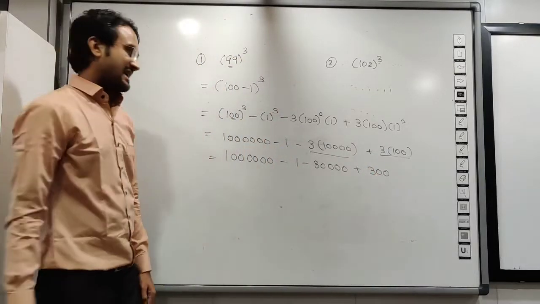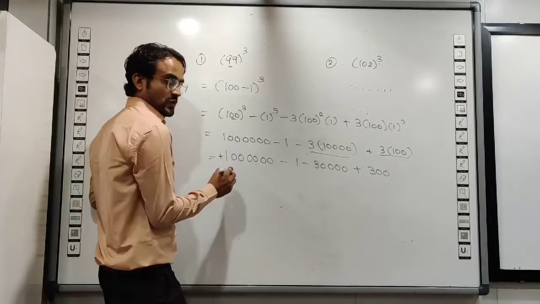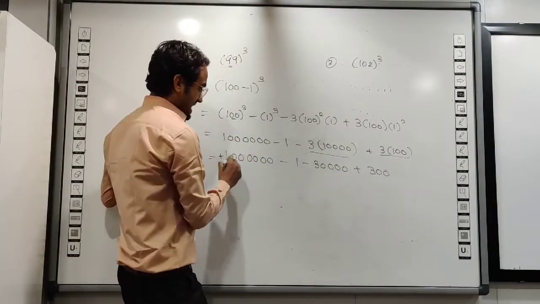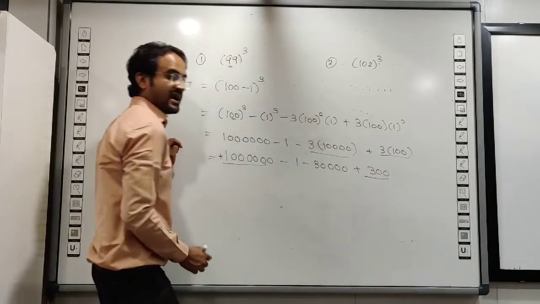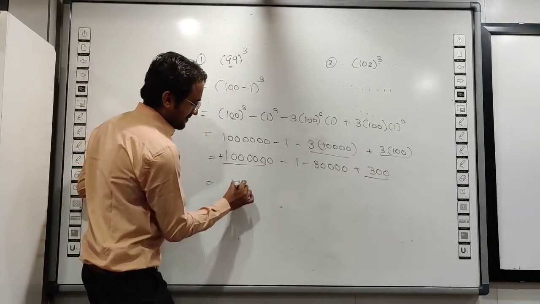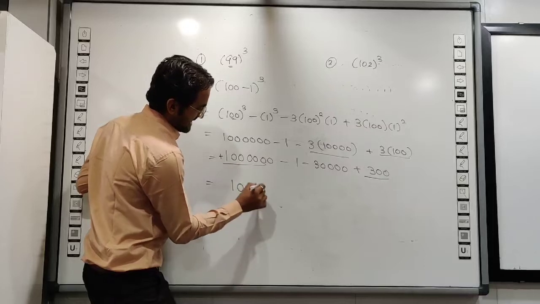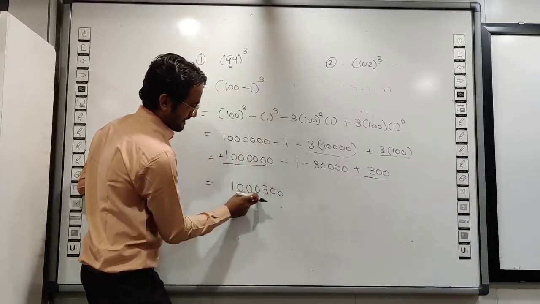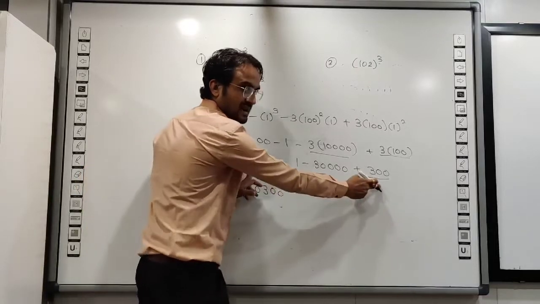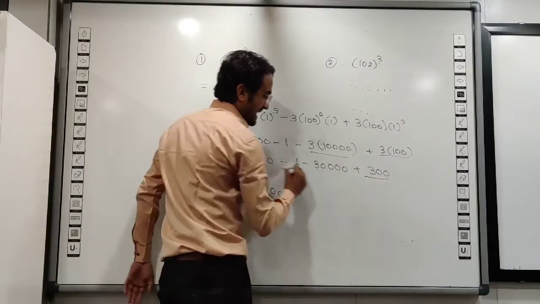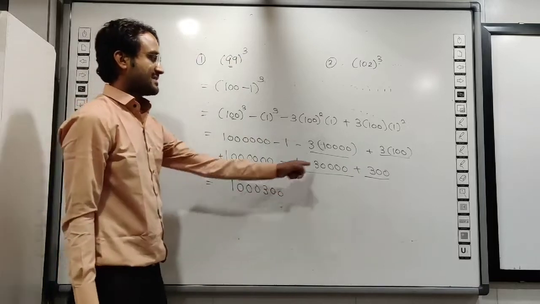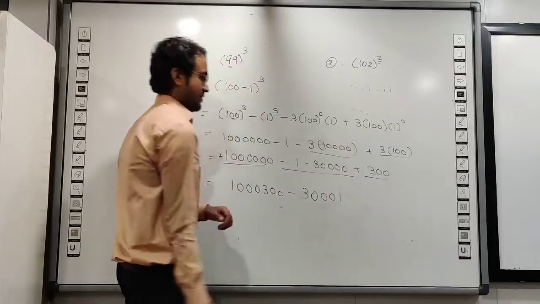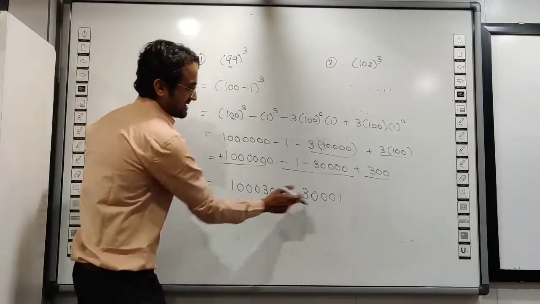Now for making it easy, what we need to do? We will add the numbers with the same sign. Here plus, plus. So if I add these two, it will become 10 lakh 300. Clear? What I have done? I have done addition of these two, and I will add this also. Minus, minus, plus. So it will become 3001.